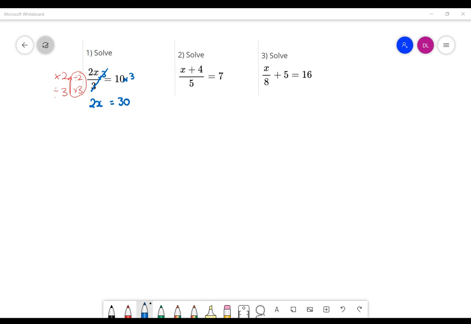Your last step is to do the opposite of this, or you can guess perhaps. I'm going to do it by the long method, and I'm going to divide by 2 and divide by 2. The reason I'm dividing by 2 is I've reached this step, and the opposite of timesing by 2 is dividing by 2. On the left, these will cancel out. On the left, you have x, and that gives me an answer on the right of 15. So that is my answer to the problem.